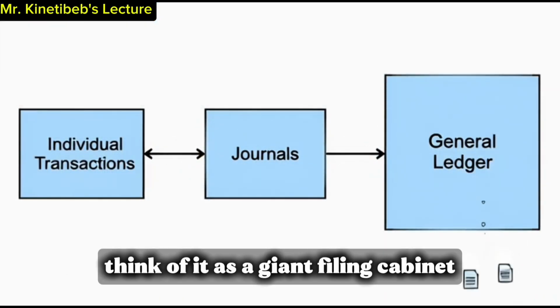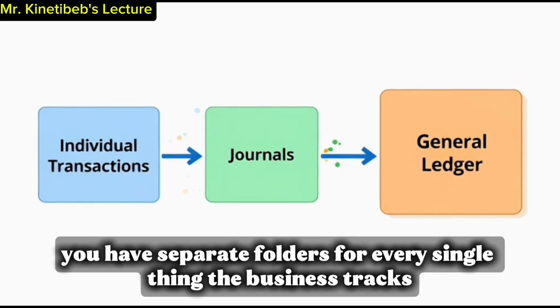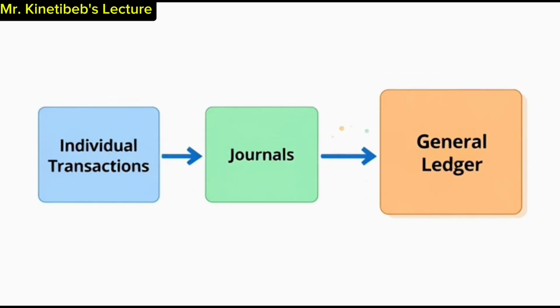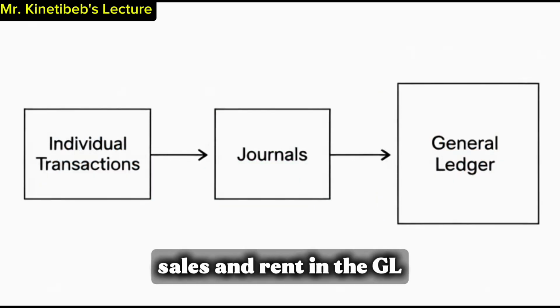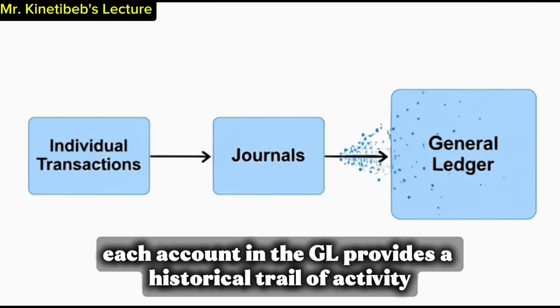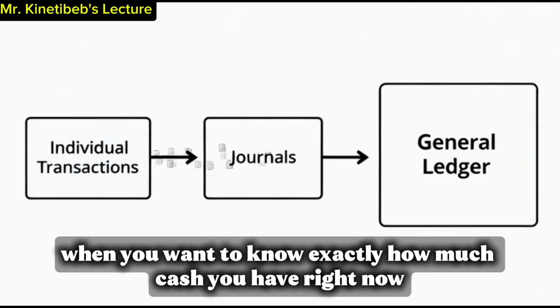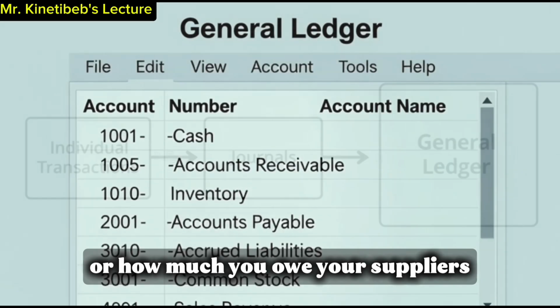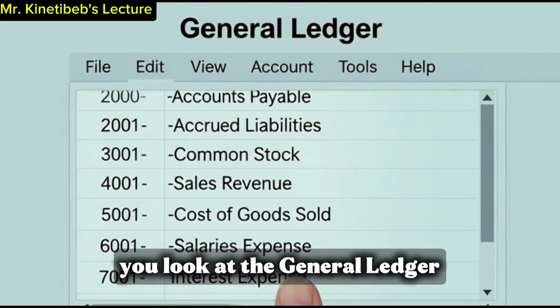Think of it as a giant filing cabinet. Inside this cabinet, you have separate folders for every single thing the business tracks: cash, accounts receivable, inventory, wages, sales, and rent. In the GL, these folders are called accounts. Each account in the GL provides a historical trail of activity and a current balance. When you want to know exactly how much cash you have right now or how much you owe your suppliers, you don't look at a pile of receipts, you look at the general ledger.